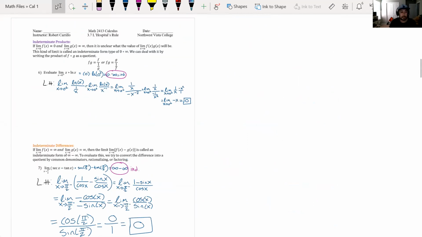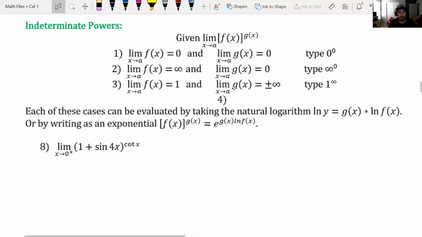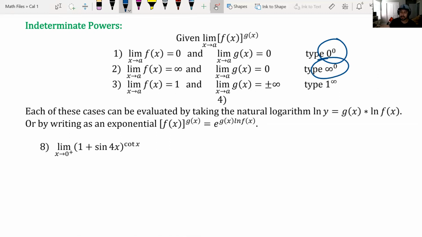Perfect. So now you have indeterminate products, indeterminate differences, and indeterminate powers. Given the limit of f of x raised to the g of x, if f is 0 and g is 0, we get an indeterminate form of 0 to the 0. Or if f is infinity and g is 0, we get an indeterminate form of infinity to the 0th. Or if f is 1 and g is positive or negative infinity, then we get an indeterminate form of 1 to the infinite power.